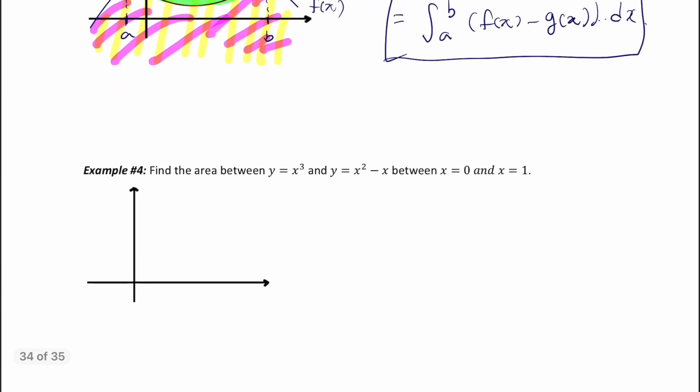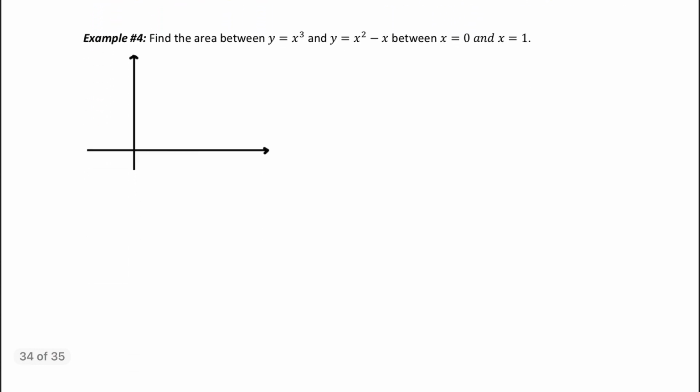So when you look at this example number 4 here, we need to find the area between y equals x cubed and y equals x squared minus x, between x equals 0 and x equals 1. So we have our range already: x equals 0 and x equals 1. When you have a polynomial function that has a power greater than 3 in your equation, like in this case, it's going to be probably a GDC question, right?